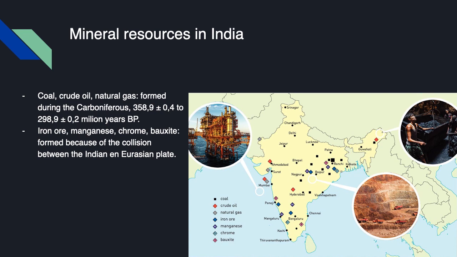of this list, because when India moved, and I'm going to show you that later, iron ore, manganese, chrome, and bauxite could be formed because of the collision between the Indian and the Eurasian plate on the north. And when that happened, of course, parts of former sea bottom melted into the mantle of the earth, created volcanoes, that kind of stuff, and that created eventually the iron ore, the manganese, etc.